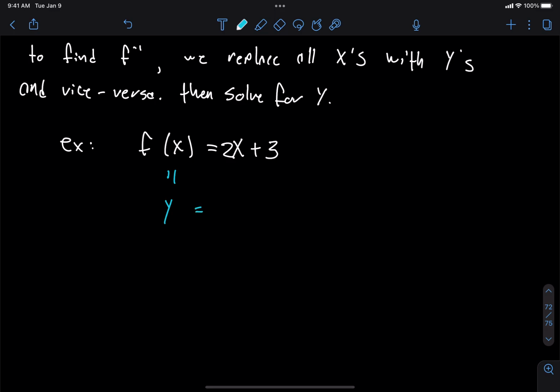So we are going to take y equals 2x plus 3. And here's what I'm going to do. I'm going to replace all of the x's with y's, and I'm going to replace all the y's with x's. And then I'm going to solve for y. So let's see how that works. I'm going to change this equation and get a new equation. The new equation is x equals 2y plus 3.